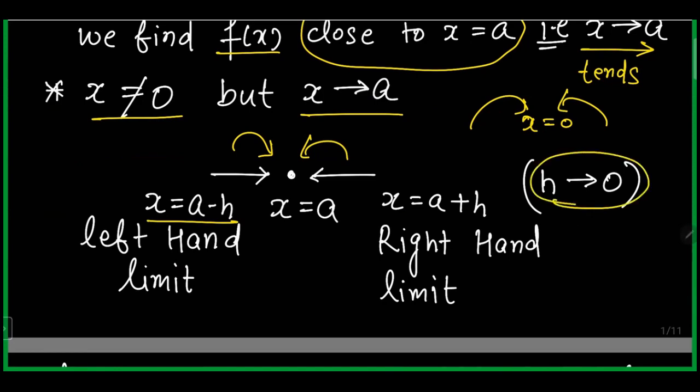And h is almost 0, very close to 0. So on the left side, the value of x is a minus h, meaning very, very slightly less than a. And on the right side, the value is very, very slightly more than a. So it means your x is a plus h. Okay, so there are two ways to approach your point. Either you can approach from the left side or you can approach from the right side.